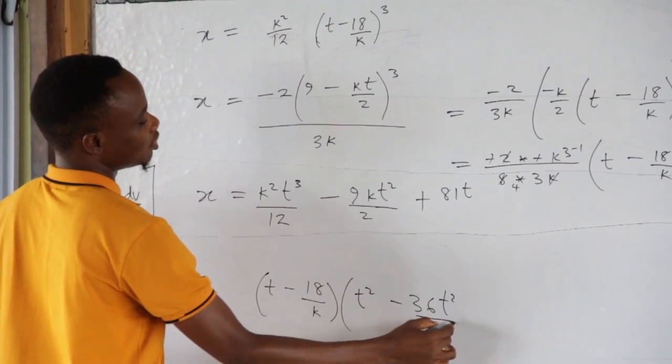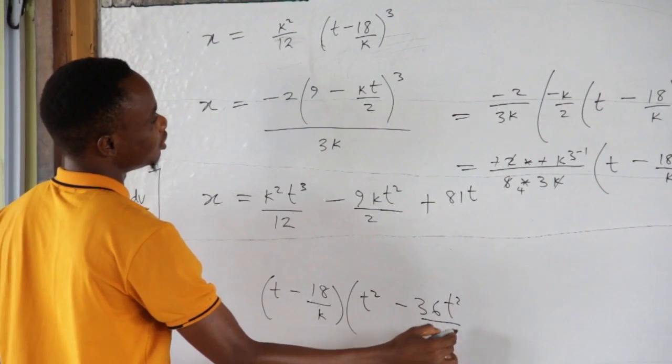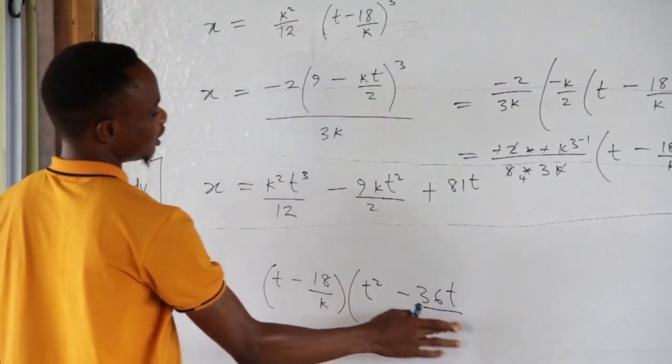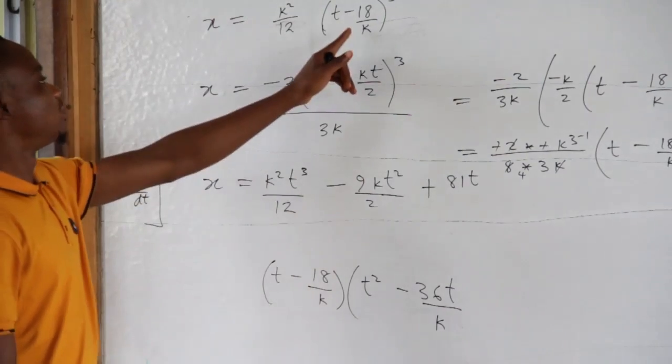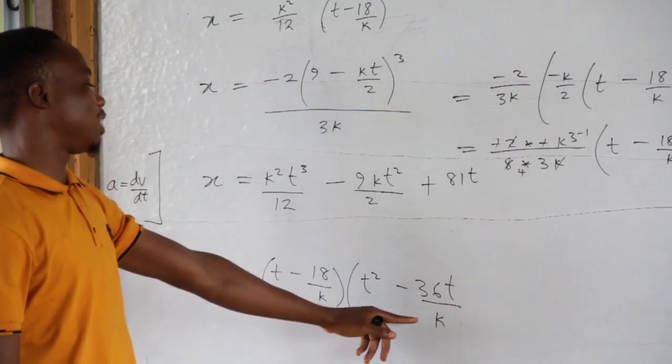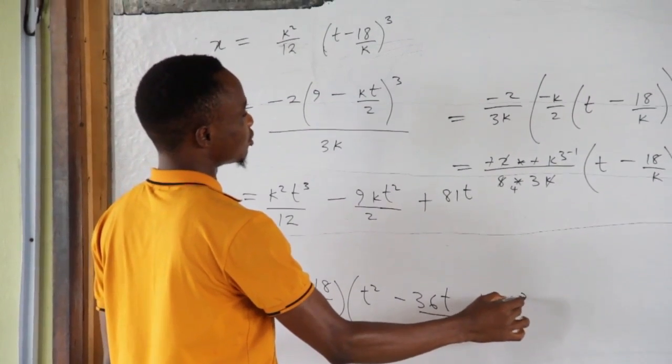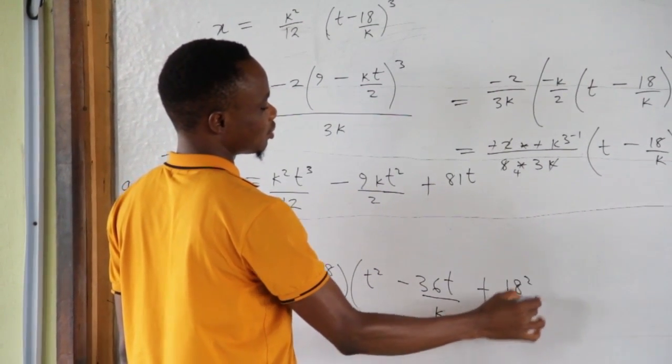C squared over k squared, like this times this, rather, c over k. Let's see c over k. This is going to be 18 c over k, then multiplied by 2. That's going to be that. It's going to be plus 18 squared over k squared.